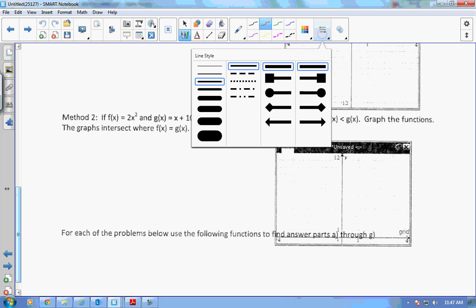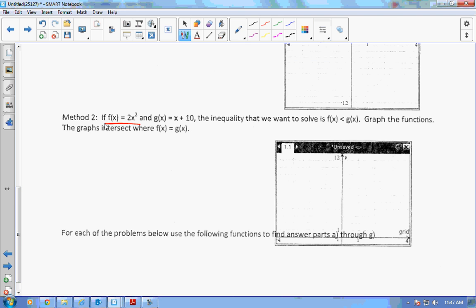So, method 2. F of x equals 2x squared. What type of function is that? Give me a hint. Starts with a Q. Why do we know it's quadratic? Because of the squared. The highest degree is a 2, x squared.